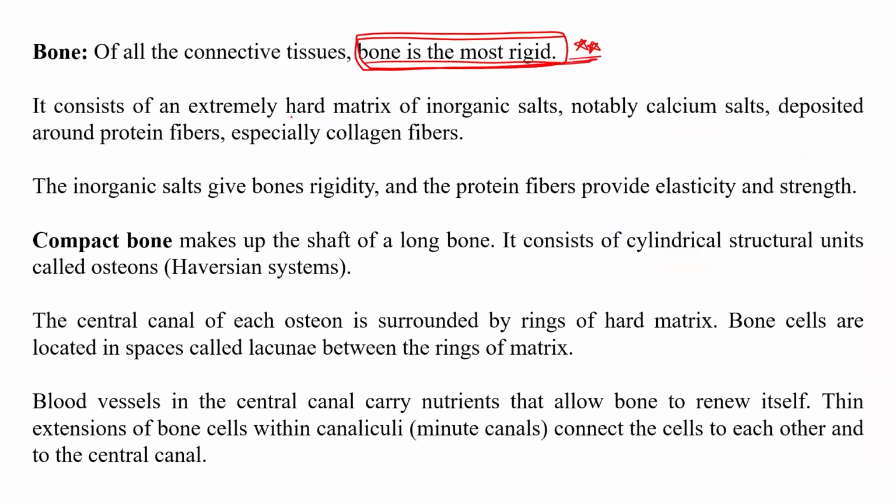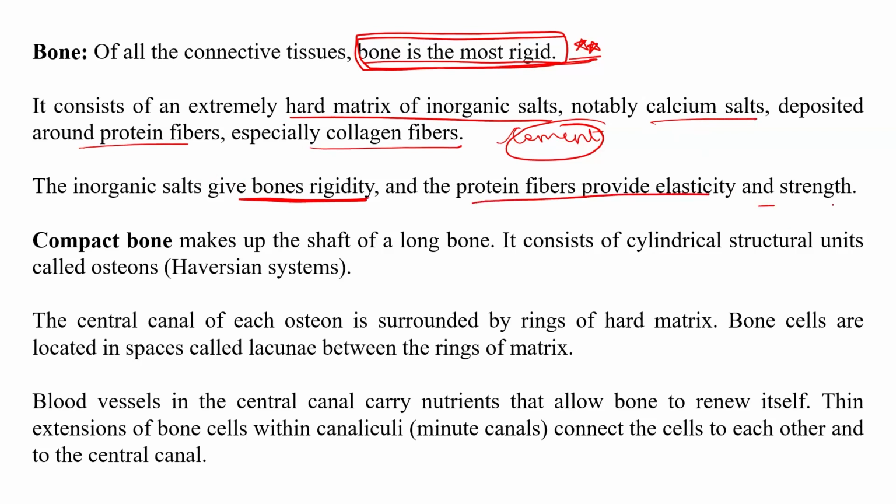It consists of an extremely hard matrix of inorganic salts. So basically, it is like cementing, right? When we are making a building, within the bricks we have cement also that provides the strength. So it has an extremely hard matrix of inorganic salts, notably calcium salts, which are deposited around the protein fibers, especially the collagen fibers, providing it the strength. The inorganic salts give bones rigidity, and the protein fibers provide elasticity and strength. Therefore, the bones are rigid, elastic, and have high strength.